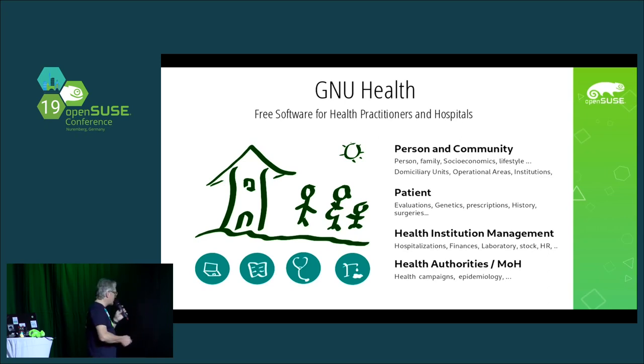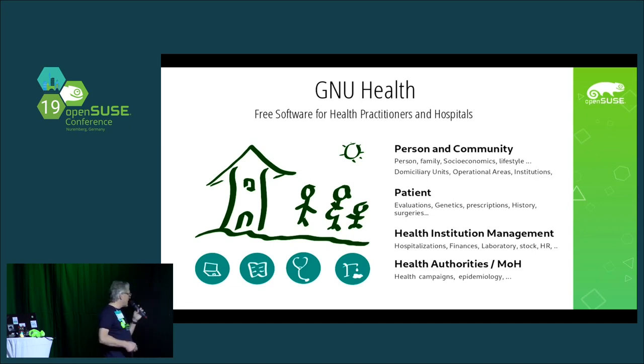So it consists of various layers. We're starting with person and community. So all the stuff that you just need to identify a person, his lifestyle, where he lives, in what conditions, and so on. The next layer is typically covered by so-called EMR, electronic medical records systems. This is the layer when a person gets sick and enters a practice or a hospital. Everything that has to do with the person, with timings, with analysis, and so on.